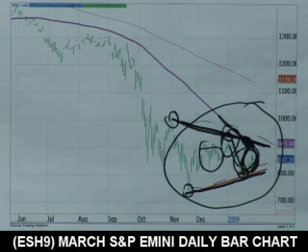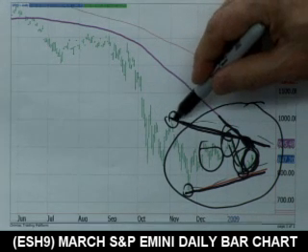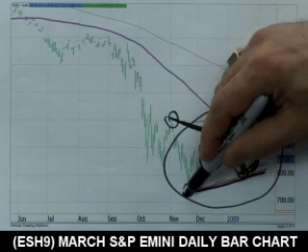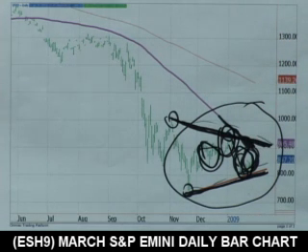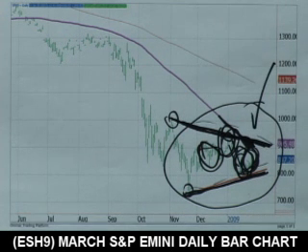Do your homework, traders. See if you can't find for yourselves this formation. See if you can't figure out how I'm coming up with an upright head and shoulders. Try to find those for yourselves, traders. That'll really help to get your eye a little sharper when it comes to looking at technical analysis.